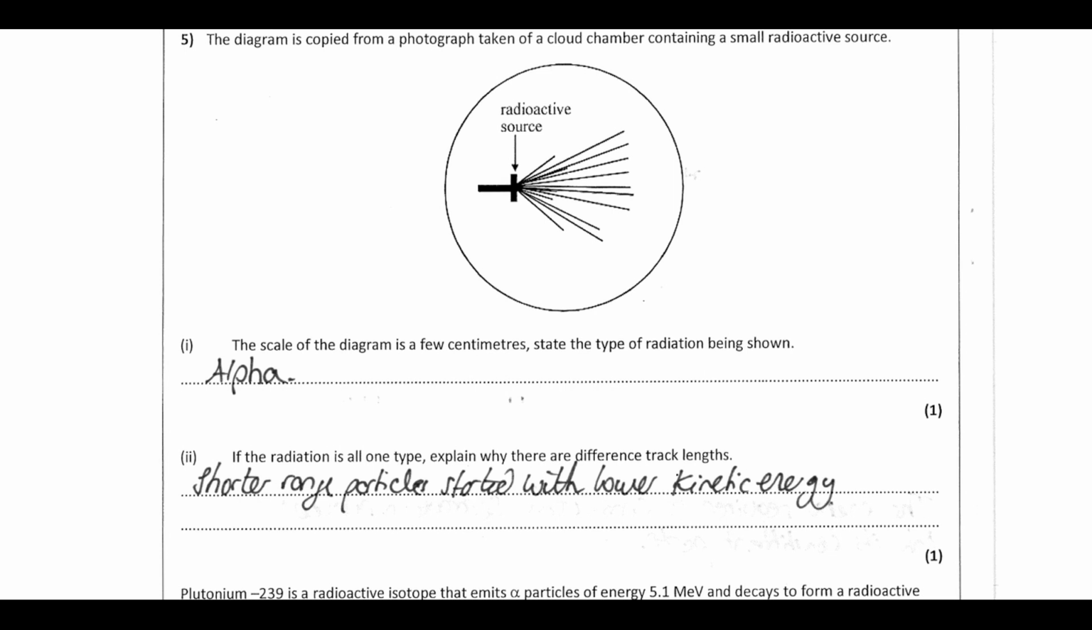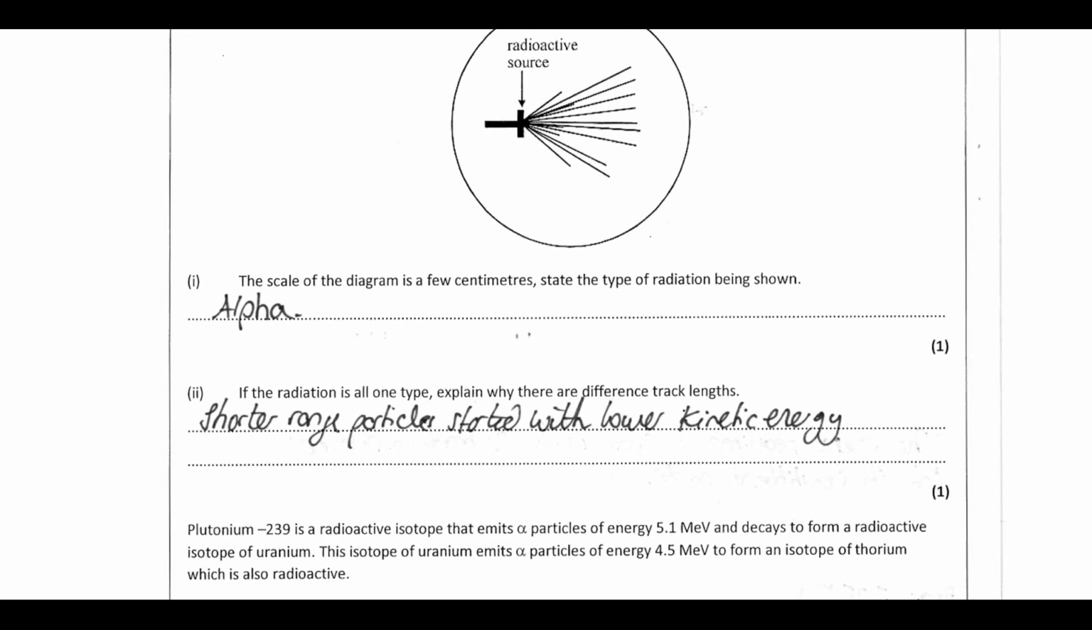So we've got lots of different track lengths, but the question tells us it's all one type. So why might that be? Well, essentially, some of these alpha particles would have started with more kinetic energy, so they'll be able to travel a bit further before they are ionized, or if they start with lower energy, they will travel a shorter distance. So it's to do with the amount of energy they start with.